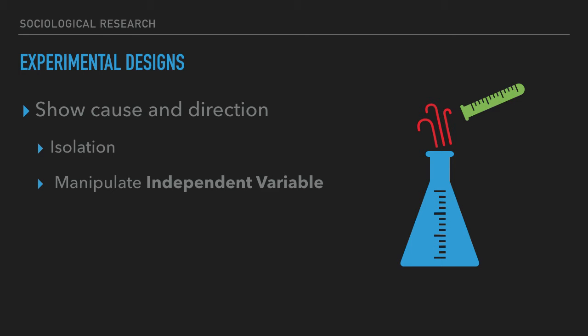Like with the other sciences, we can pull people into a lab, or we can go out into the world to do our experiment, or go out into the field, as we call it. Let's look at how these work and how we're able to isolate and manipulate variables in experimental designs.